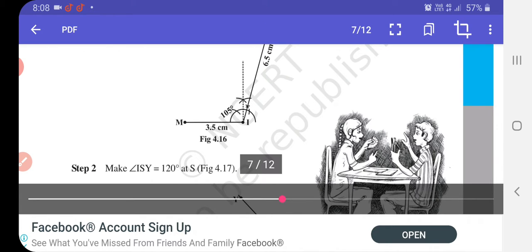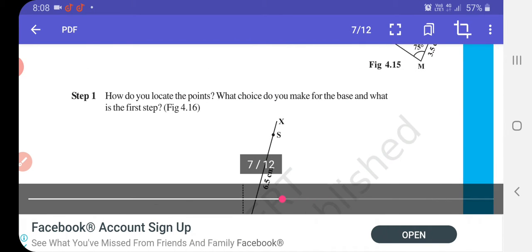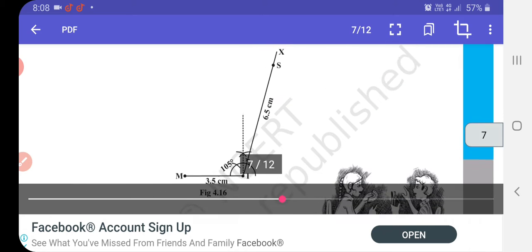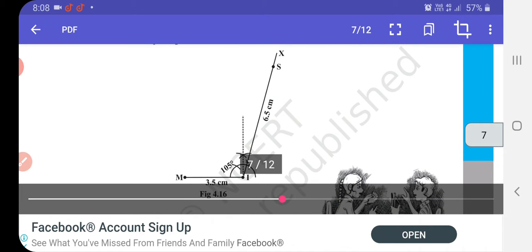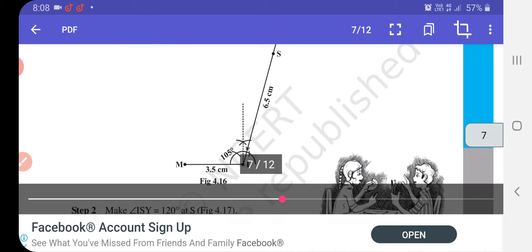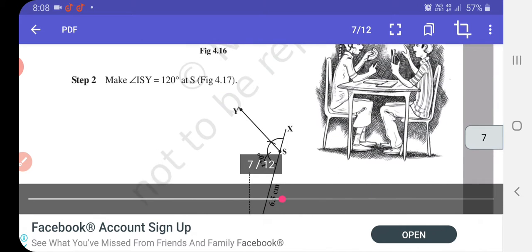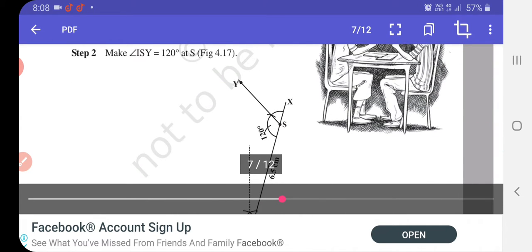Now from I, make angle ISY 120 degree, because MI is 3.5 centimeter and IS is given, that is 6.5 centimeter. So you have to draw IS as 6.5. Now take 120 degree, where ISY is 120 degree. This is your ISY, that is 120 degree.